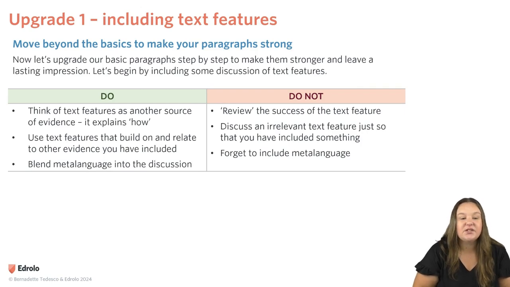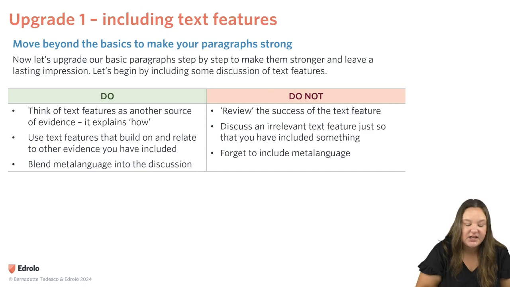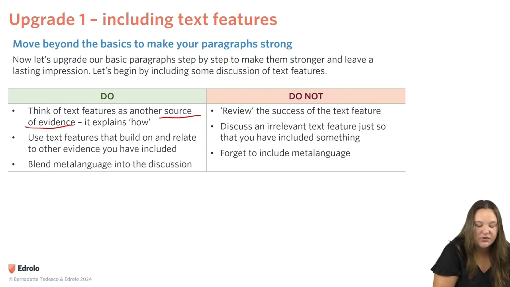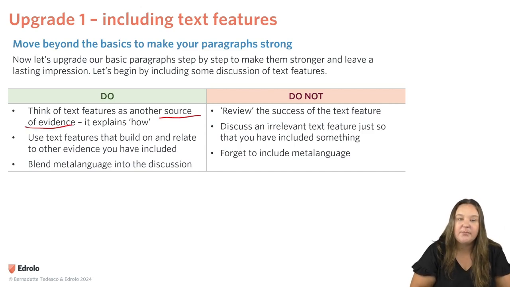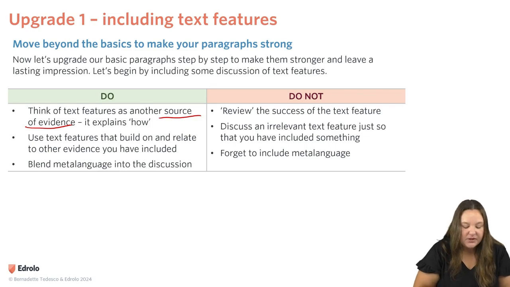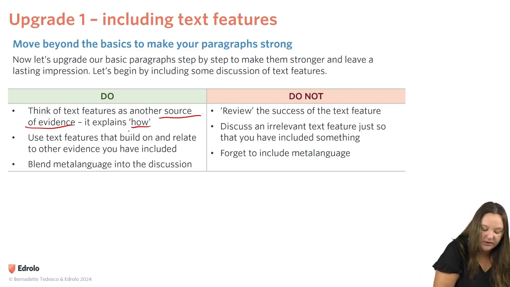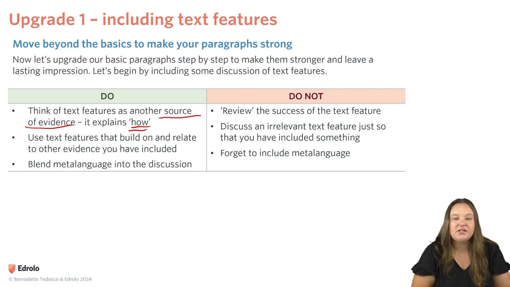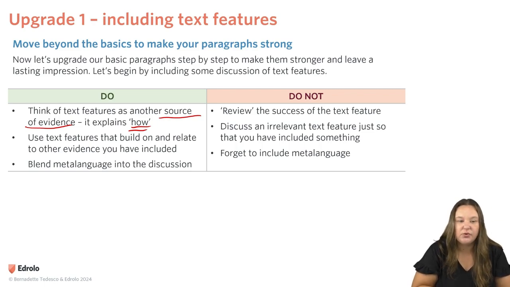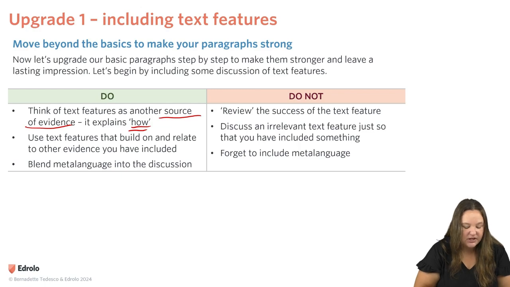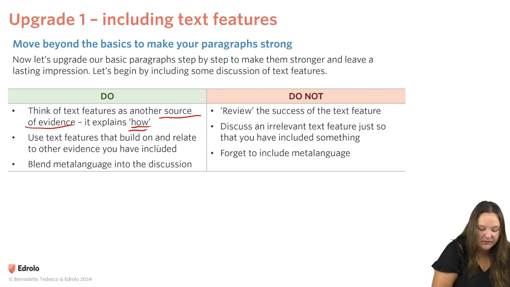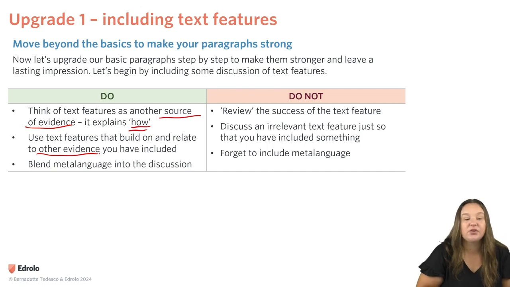When talking about text features, you need to think of text features as another source of evidence. So something like a symbol can be included into a body paragraph, and you would quote that symbolism, for example, the house, because it explains how the author does something. It's not just what the author shows us or who the author is talking about, but how the author creates meaning. You can also add in those text features that build on and relate to other evidence you've included.